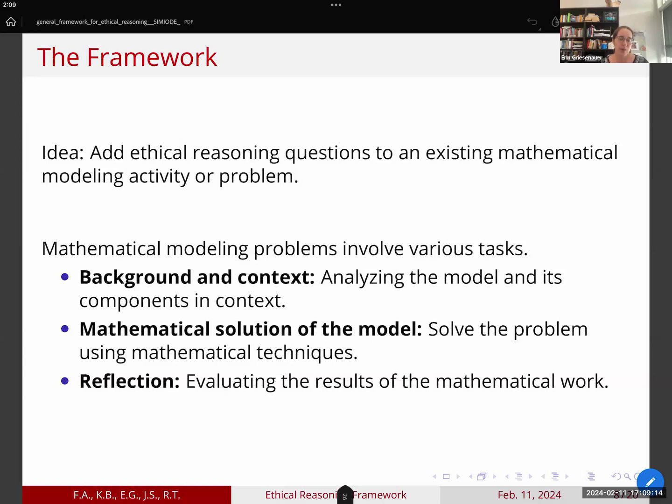And we think that these are the 3 big stages anytime you use mathematical modeling, but we've noticed that most of our classes, when we teach mathematical modeling, we're just focused on that second step. So our framework is really about building out the first and third steps. We think that's where the ethical reasoning is happening, and sort of getting our students to start thinking about the first and third steps instead of just the middle one.